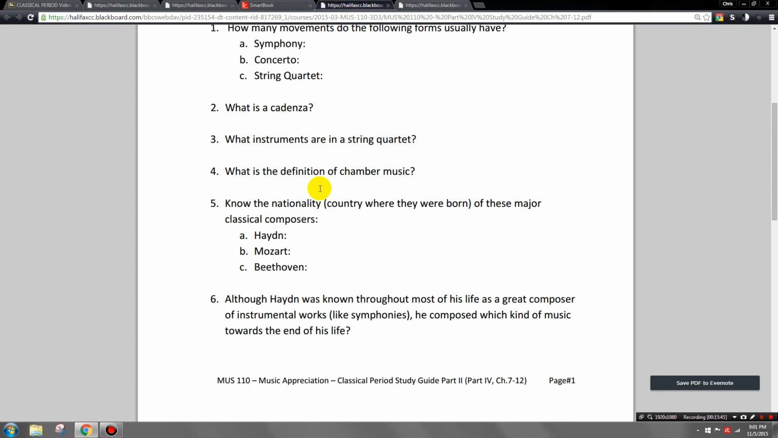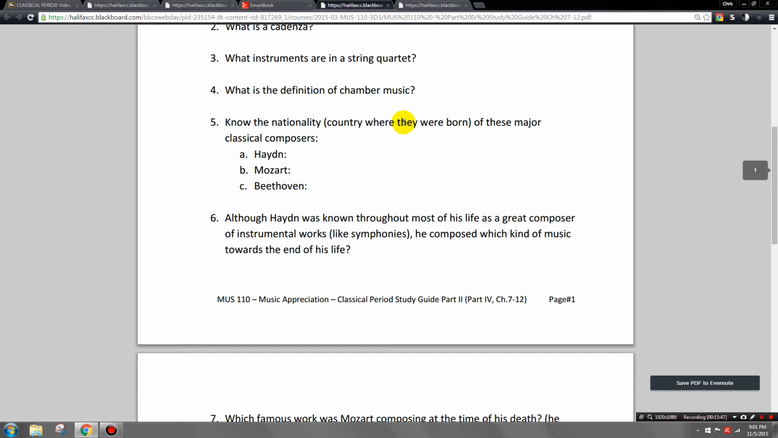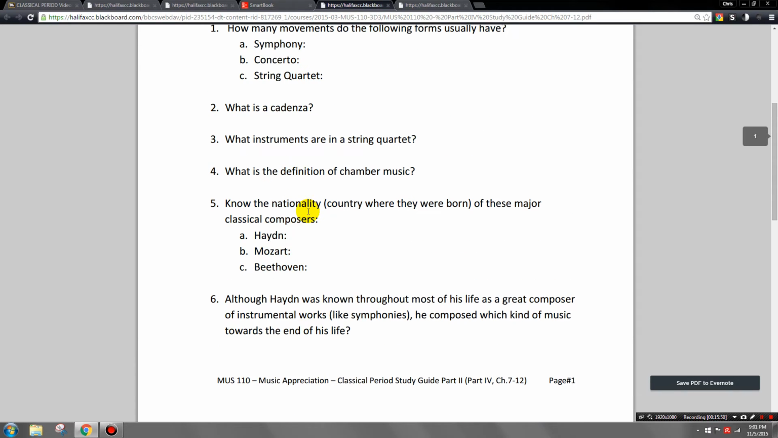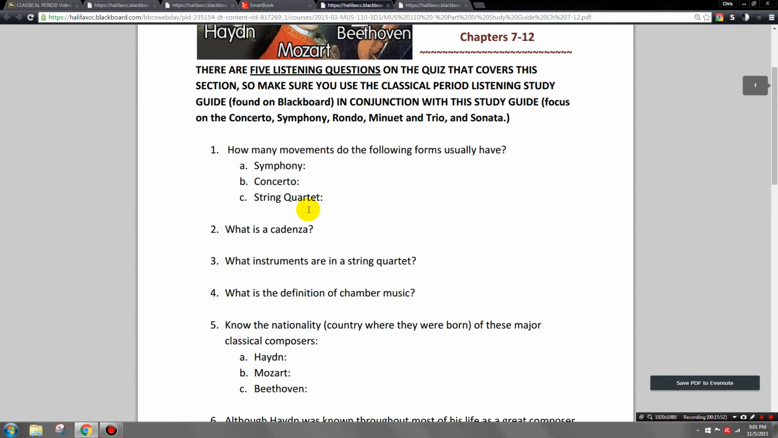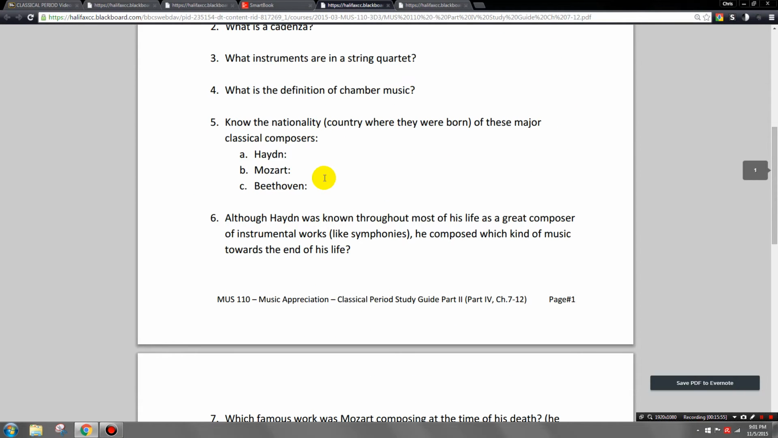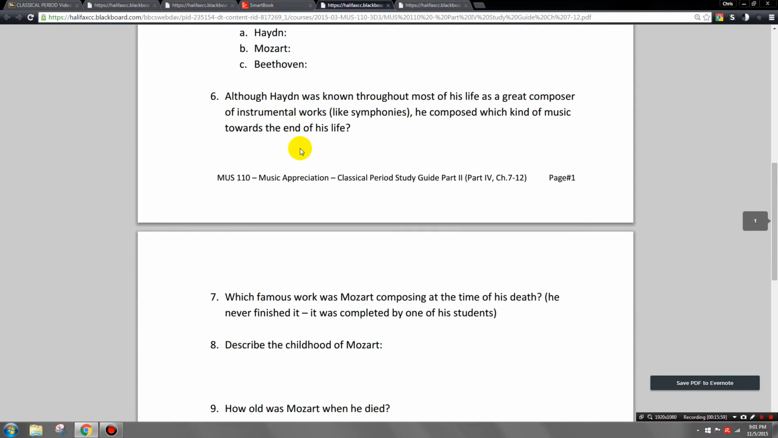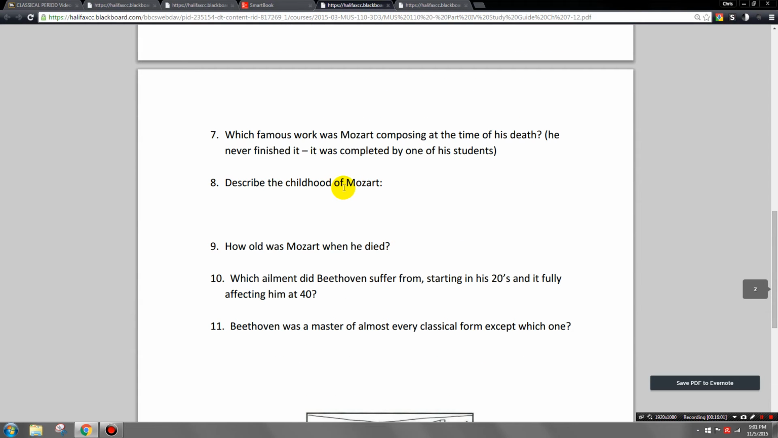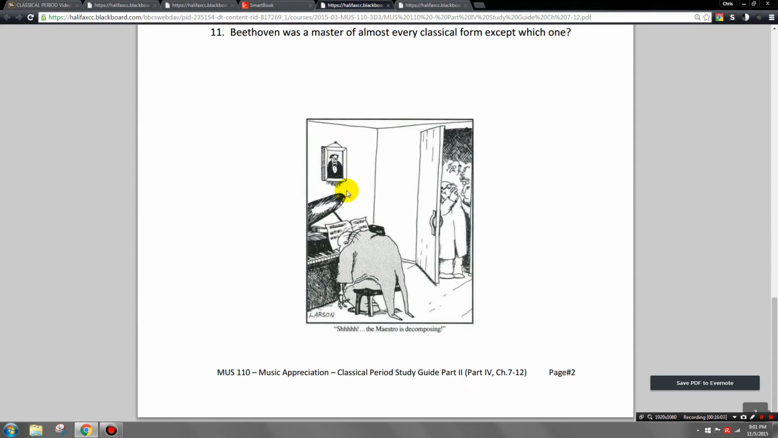All right, so moving on, know the nationality of these composers. That deals again with next week's material because that deals with the three main classical composers we'll look at. So we're going to skip over that one for the time being, as well as this next one to ask you questions about Haydn and Mozart and stuff like that.